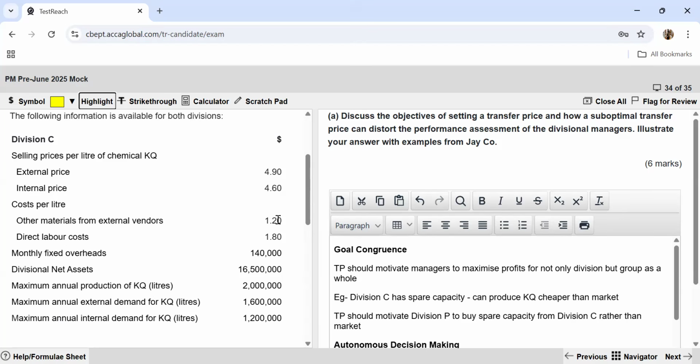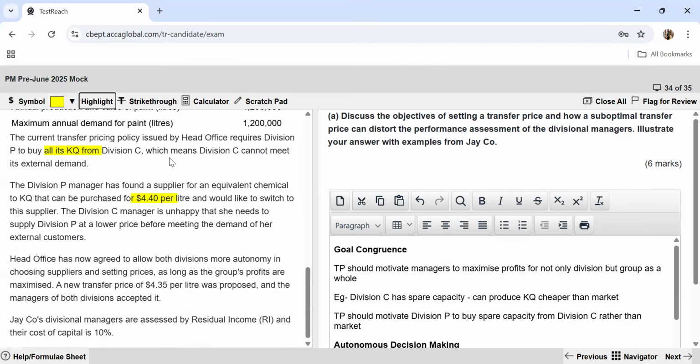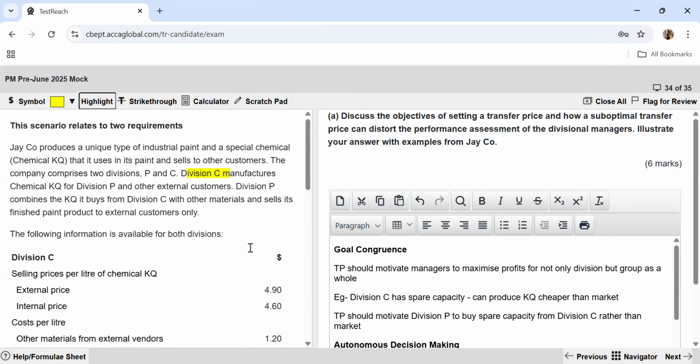So it could be 1.2 plus 1.8. This is the total of the variable costs. This is going to give me $3. So if I offer to sell them, instead of the market price of 4.4, at 3, division P is going to be very happy. Similarly, it's going to help the entire organization to achieve more and more profits. So this is the first objective.